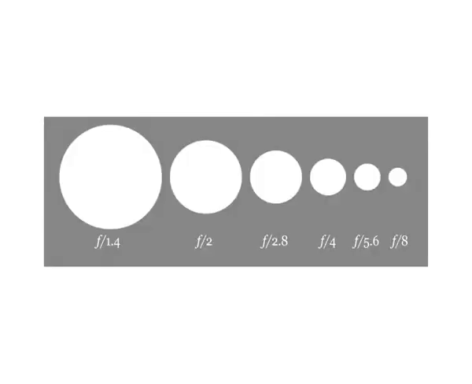F-stops are expressed in fractions. The larger the f-stop numbers, the smaller the lens opening. The smaller the f-stop number, the larger the lens opening. So, an f-stop of 8 means that less light gets into the camera than an f-stop of 2.